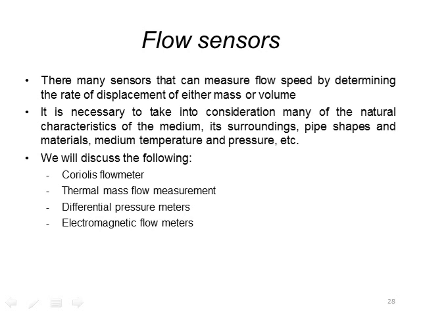Now I'll talk about flow sensors. There are many sensors that can measure flow by determining the rate of displacement of either mass or volume. So we have mass flow and volume flow. And I will talk about 4 different types today. The Coriolis flow meter, a thermal mass flow meter or measurement, a differential meter, and an electromagnetic flow meter.